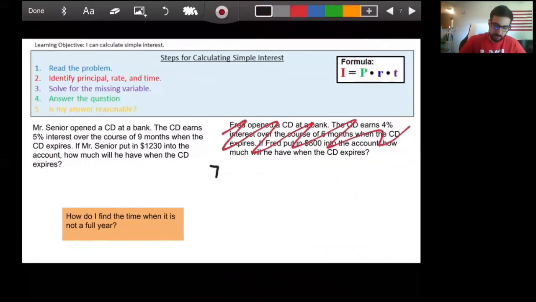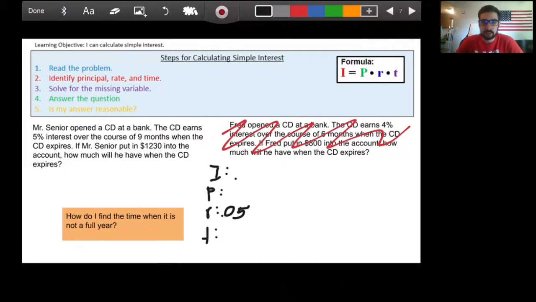So I need to know the interest, I need to know the principal, I need to know the rate, and I need to know the time. So 5% interest, which is my rate, 5%, 0.05, over the course of 9 months. I know my time is in years, but I know 9 months isn't a full year.